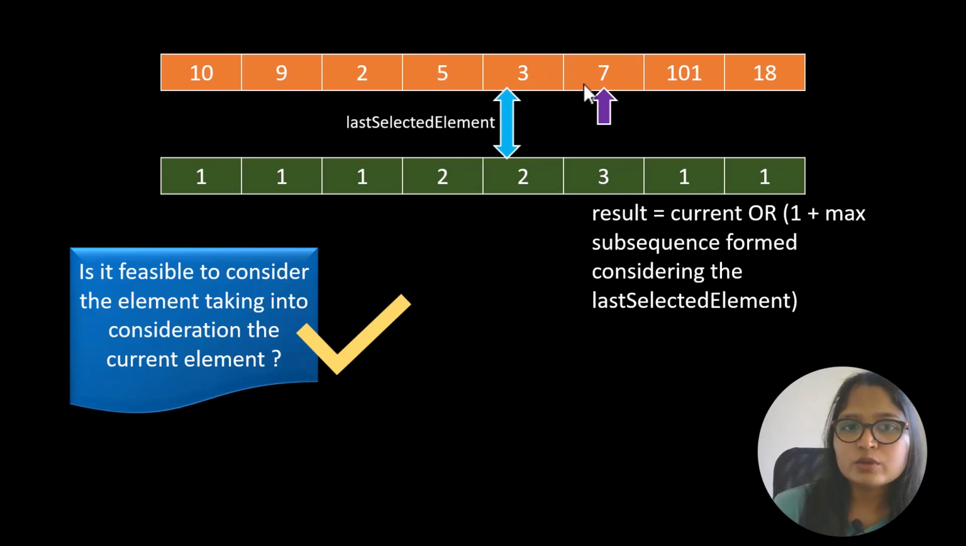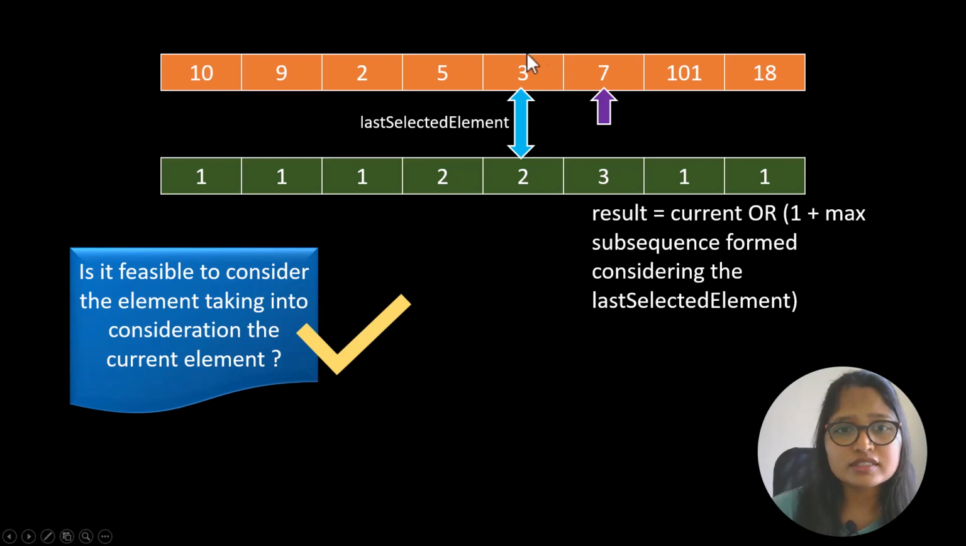If I take 3 into consideration, again there is going to be the same result, because 3 and 7 is also possible, and the length of the subsequence that I got for this 3 was 2.